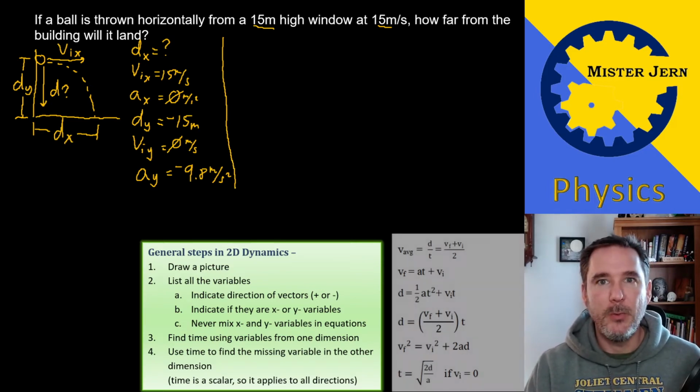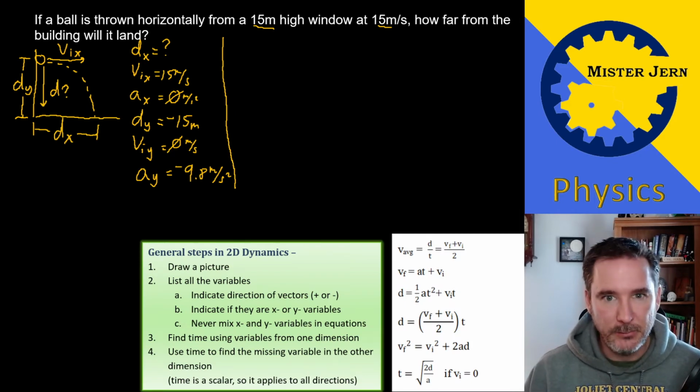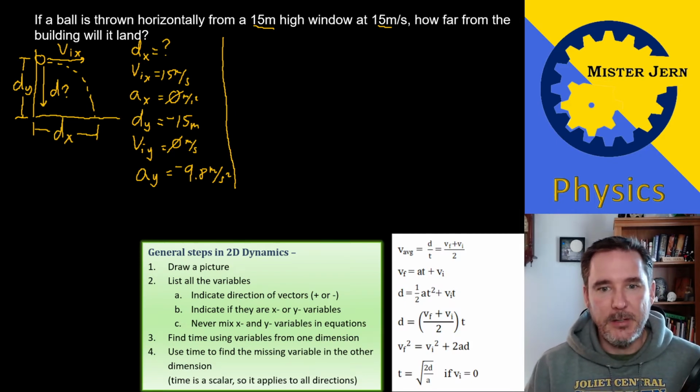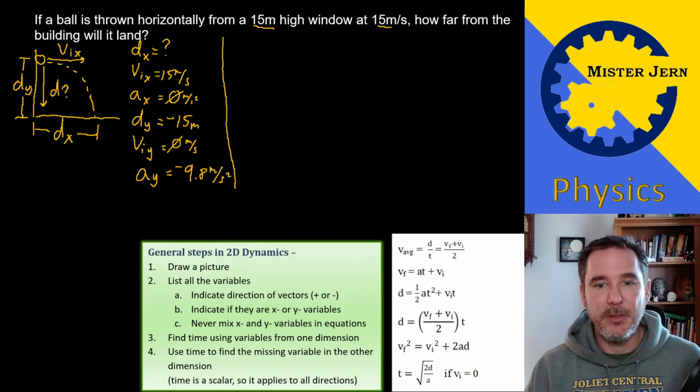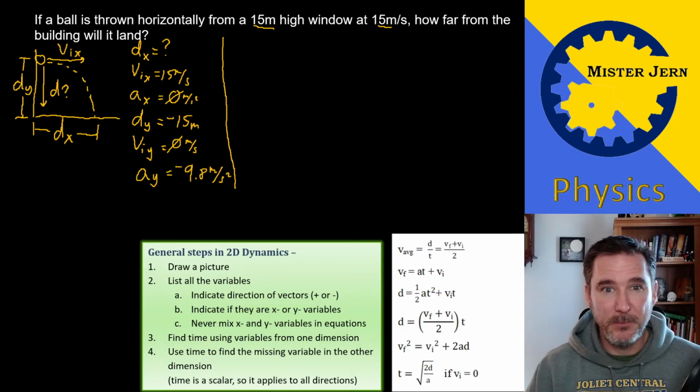We have several equations available to us, and we want to use one of them, probably just one, to find time. It depends on what you have. As my step 3 says, use variables from one dimension. So you look at the variables that you have and decide which of these gives you enough information to find time. Is it going to be just the x's, or the y's?